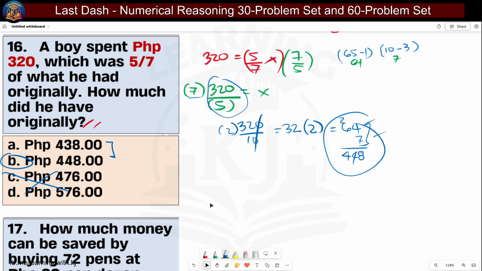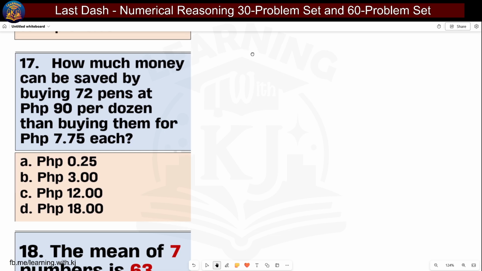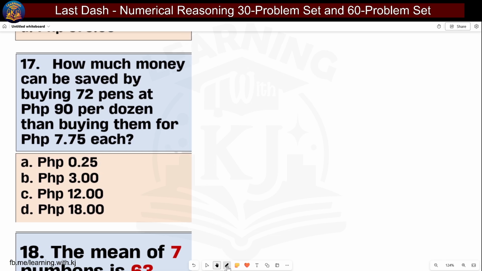That's letter B sa number 16. Number 17, how much money can be saved? Ito na naman. How much money can be saved by buying 72 pens? Okay, 72 pens at 90 pesos per dozen. So, 90 pesos daw. Multiply mo 90 pesos. This is 1. 90 pesos per dozen, meaning 12 pens.